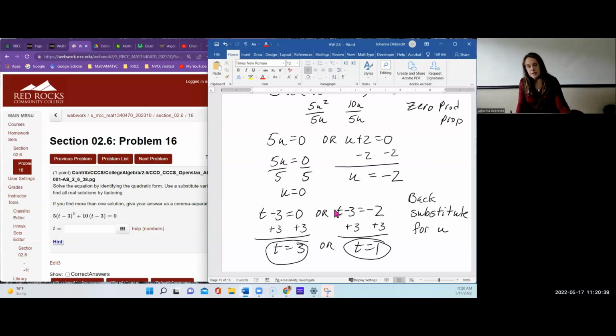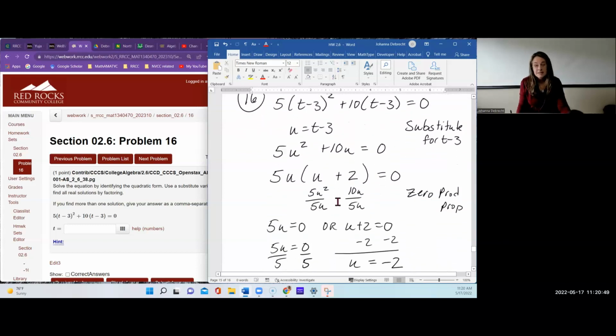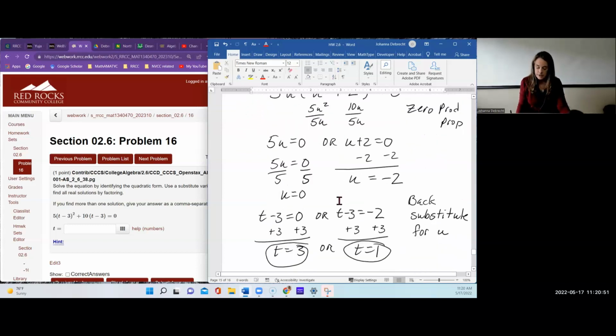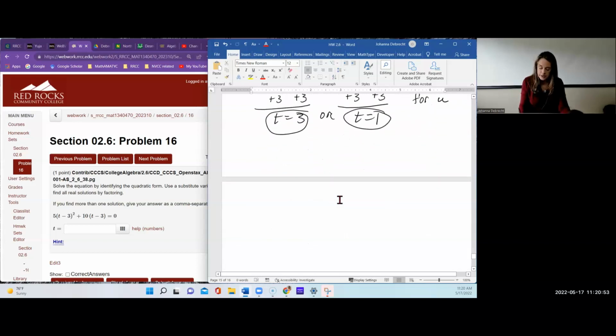I haven't done anything that was risky, like squaring both sides, so I don't have the possibility of extraneous solutions. Now, I said there's another way to do this one, and there is, but it's long and tedious. What is the other way of doing this?